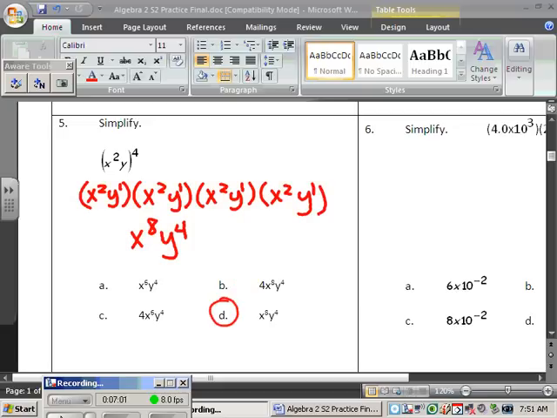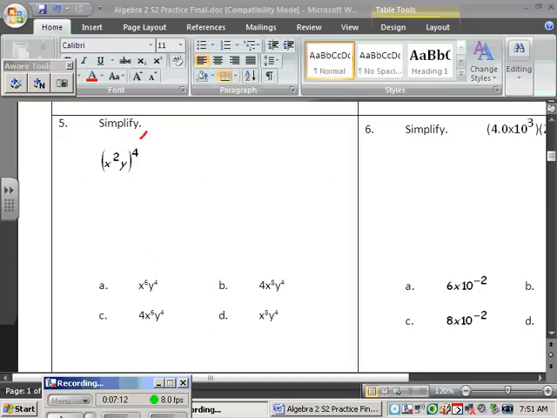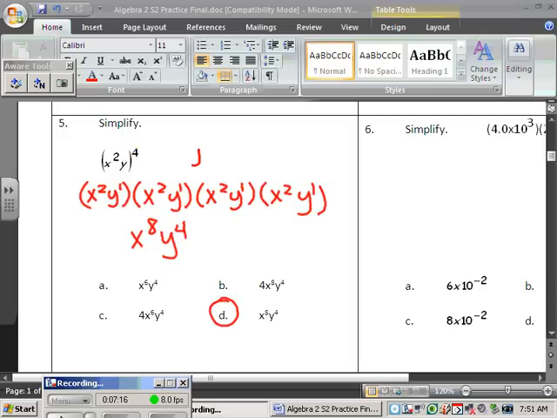The short way to do it would be, since you have the 4 all by itself, you can distribute it. And remember, distribute means to multiply. So in this case, the short way is just to multiply 4 times 2 and 4 times 1, which would also give you x to the 8th, y to the 4th. You just need to understand when you're distributing an exponent that's by itself, you multiply, but when you're combining variables together, the exponents are simply added. So it just depends on how you look at this problem.